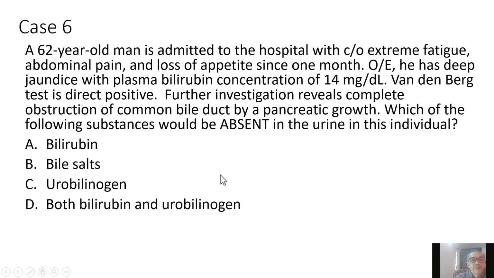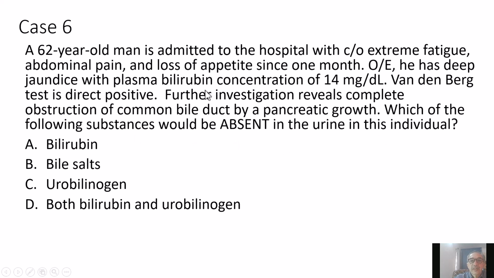Next case, a 62-year-old man admitted with extreme fatigue, abdominal pain, loss of appetite in 1 month. Yes, deep jaundice. Bilirubin 14 milligram per deciliter, very high. Van den Bergh test is direct positive. Investigation reveals complete obstruction of the common bile duct by an undetected pancreatic growth. Which of the following substances would be absent in the urine in this individual?